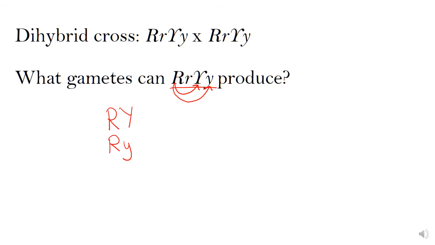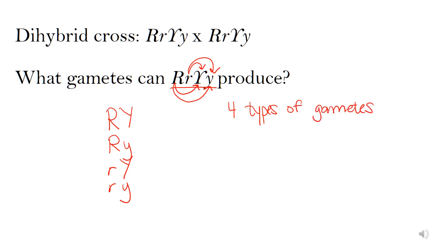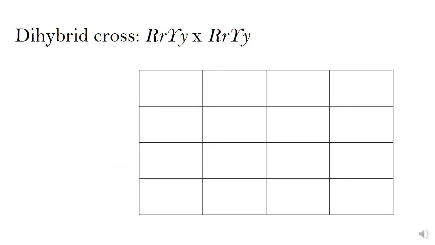Alternatively, we could produce gametes with a recessive R and a dominant Y, or a recessive R and a recessive Y. So unlike the last example, when all the gametes had the same genotype, now we're producing 4 types of gametes. So that will allow us to use this to construct our Punnett square.